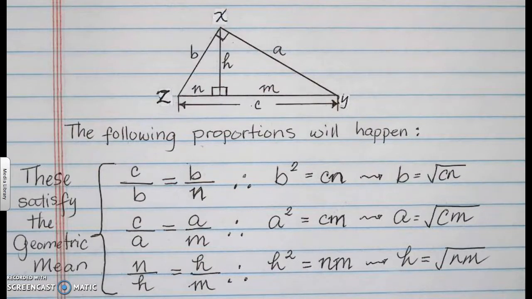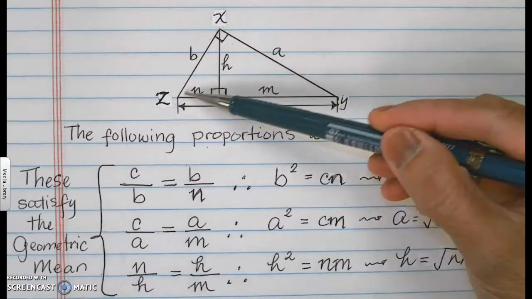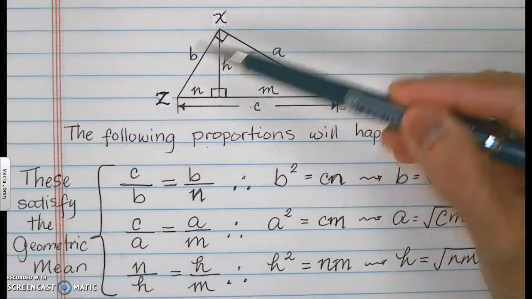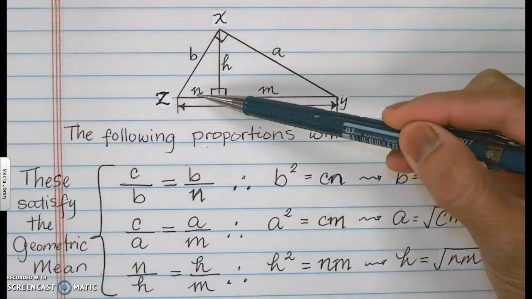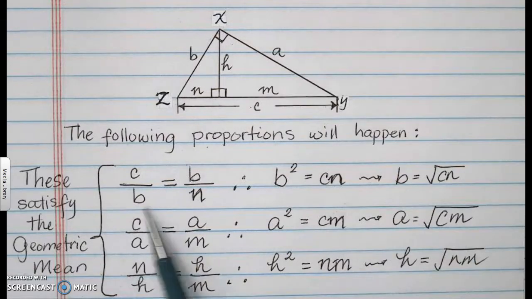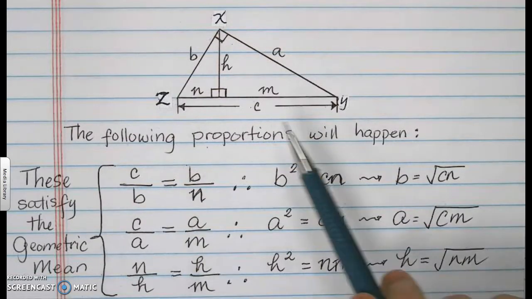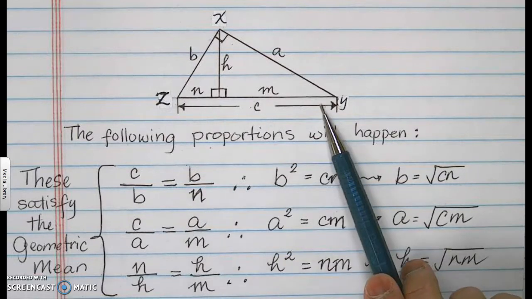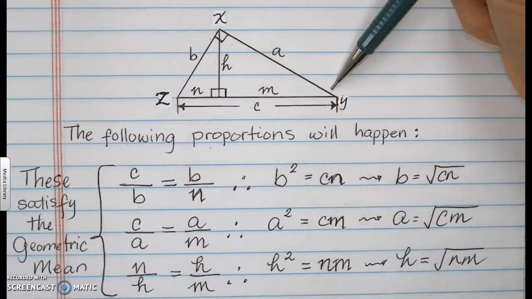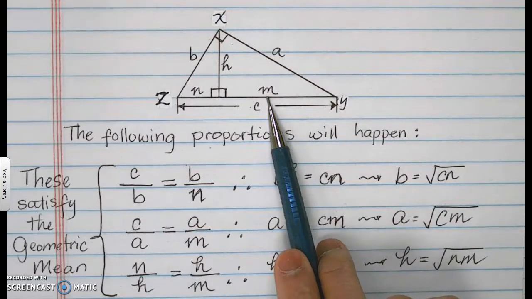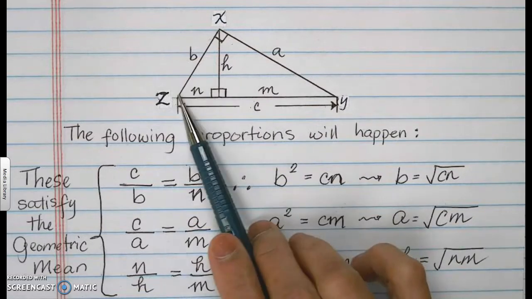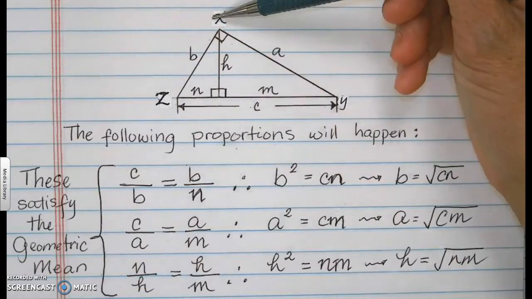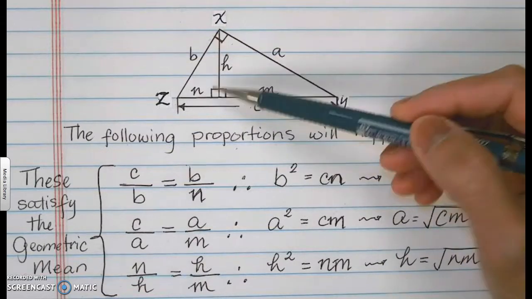Because the three triangles are similar, the following proportions will happen. C over B will be equal to B over N. So that's this one. In the same way, C over A is equal to A over M. And N over H will be equal to H over M.